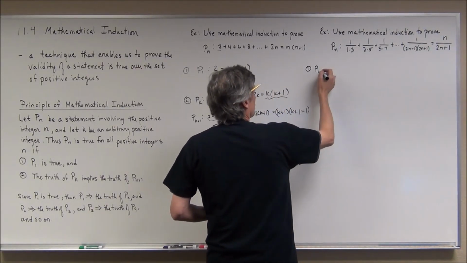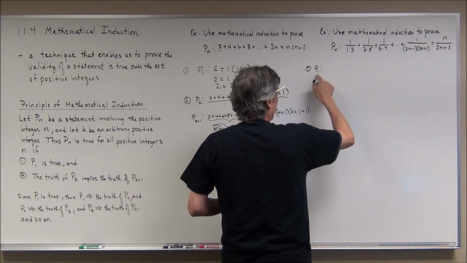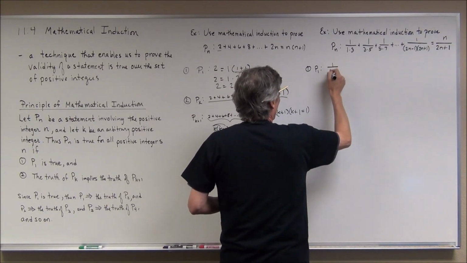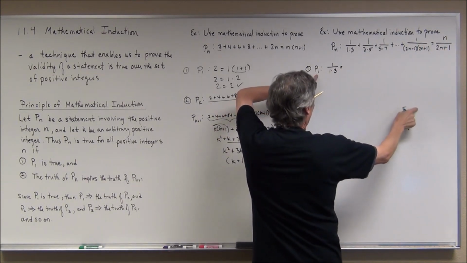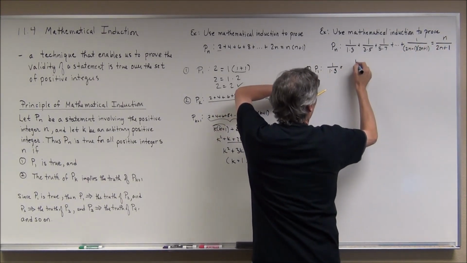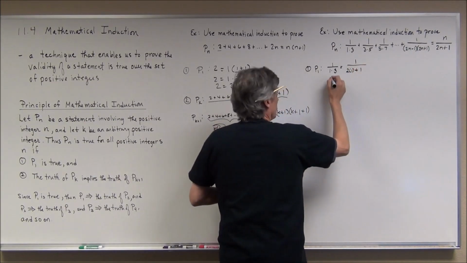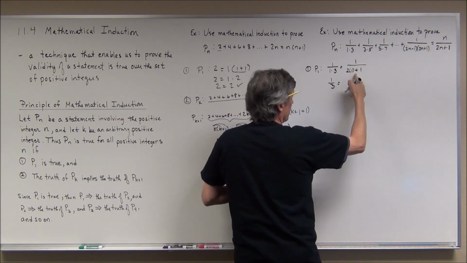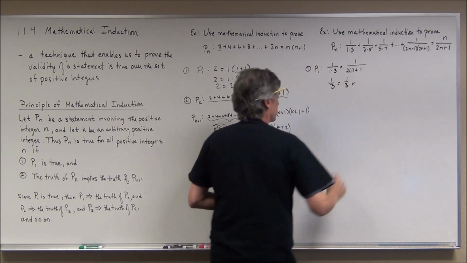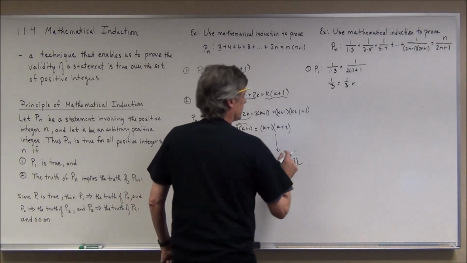So let's make sure here that it works for the initial statement. The first term here would be 1 over 1 times 3. Does this equal this when n is 1? Well, when n is 1, I have 1 in the numerator. I have 2 times 1 plus 1 in the denominator. So I have 1/3 is equal to, over here, looks like 3 in the denominator. Checks out okay.